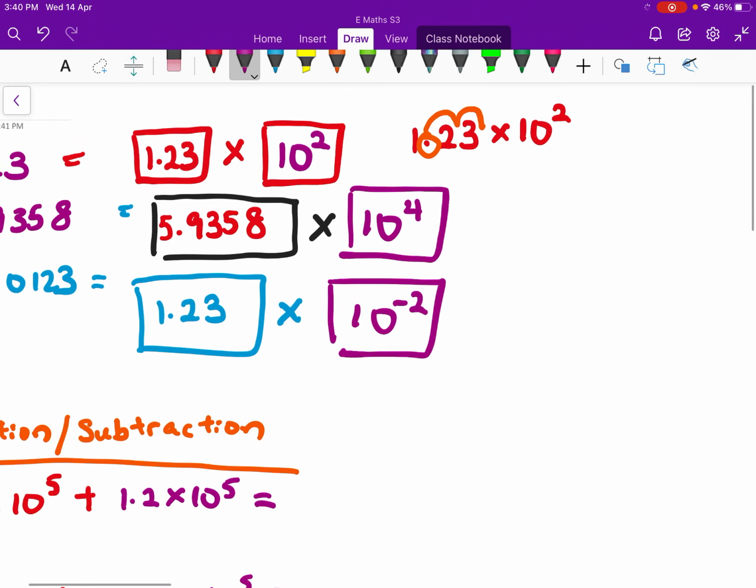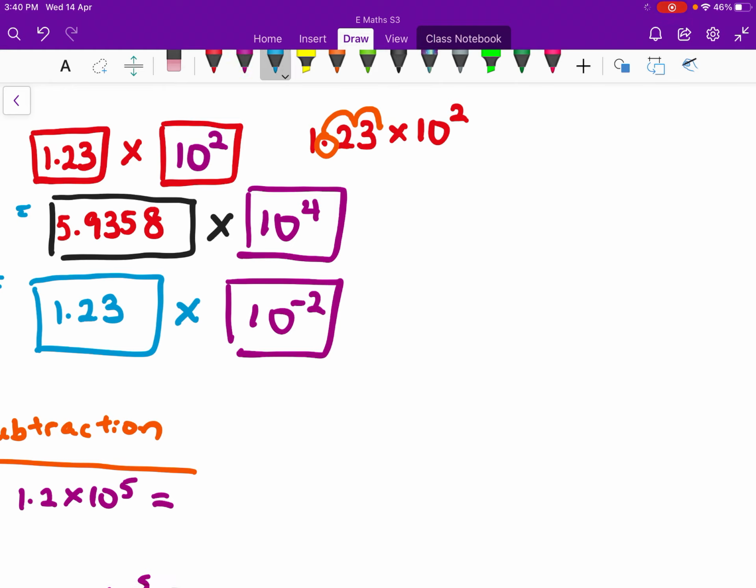Okay, so let's see how the decimal place moves. So 1.23, multiply by 10 to the power -2. If you move the decimal place, it should be right here. So 1, 2. Okay, so 2, I will stop. So I put a decimal point here. If you rewrite, you should get 0.02.